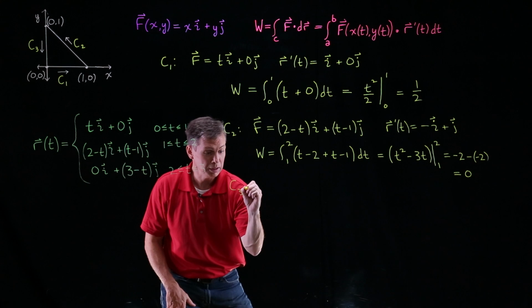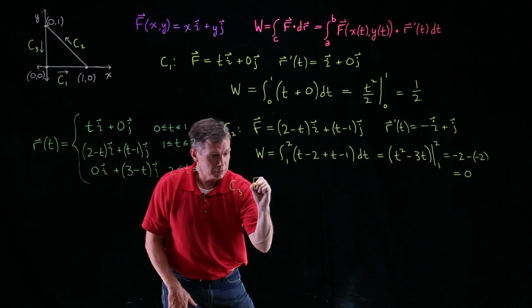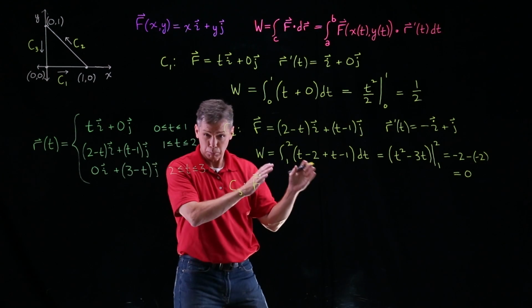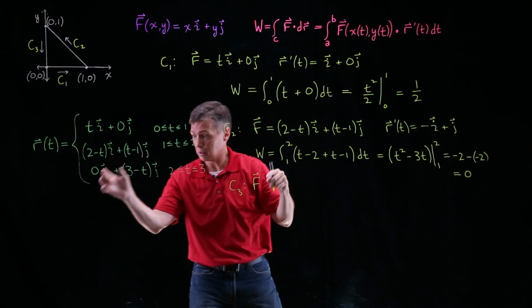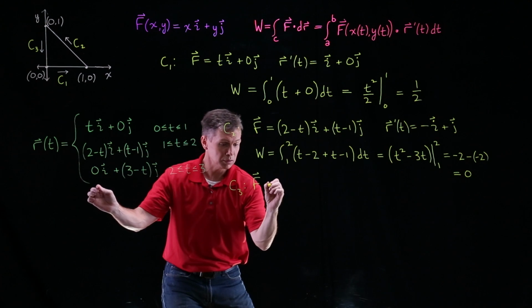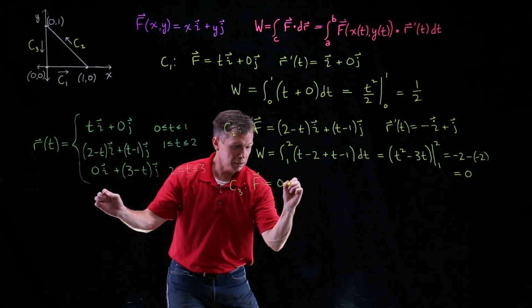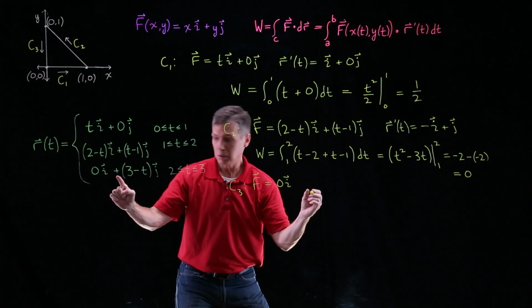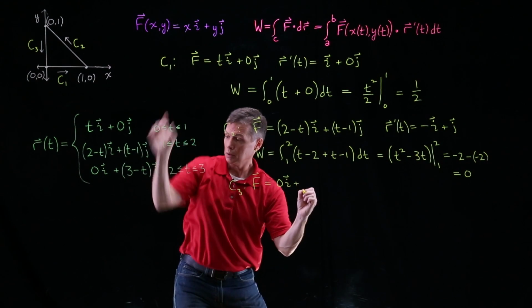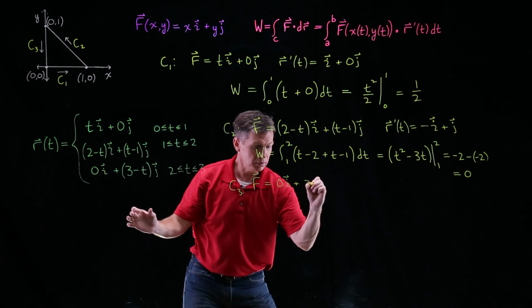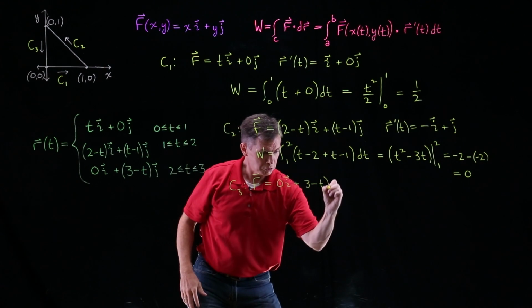C sub 3 now then. Let's get our F and r prime ready. My F first is this guy, looking at these components. So I've got 0 times i vector, plus, the plus is actually technically here, plus the 3 minus t times your j.